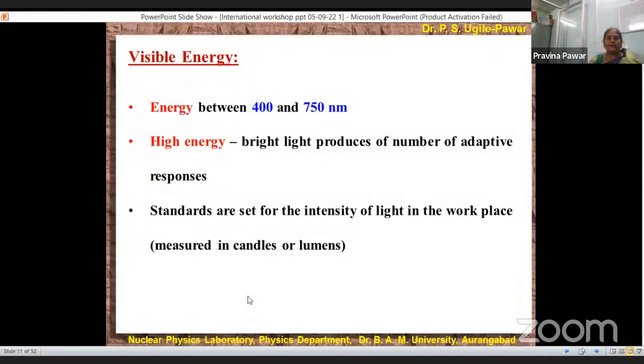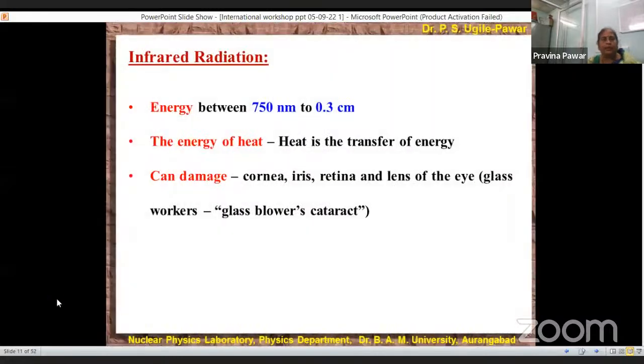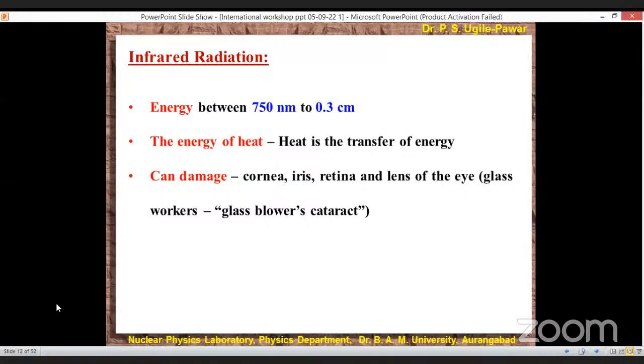Now, visible energy. The energy between 400 and 750 nm, high energy, bright light produces a number of adaptive responses. Standards are set for the intensity of light in the workplace, measured in candles or luminaire. The infrared radiation. The energy between 750 nm to 0.3 cm. The energy of heat. Heat is the transfer of energy, can damage cornea, iris, retina and lens of the eye. Glass workers, glass blowers contact.